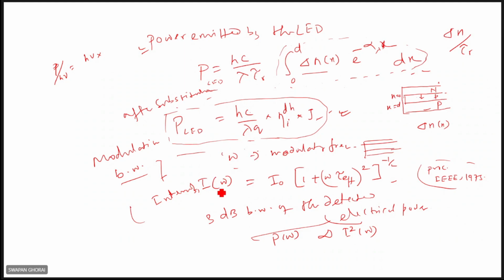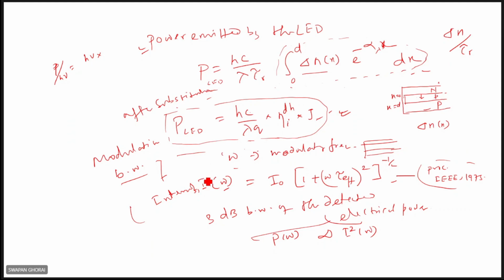So when you modulate the light at a certain frequency omega, the intensity at that omega is I0 times (1 plus (omega tau effective) squared) to the power minus half. Actually it is tau, but now we are replacing tau by tau effective because of surface recombinations, right? These relations are taken from such papers. This is the widely used expression for the modulation rate of an LED.